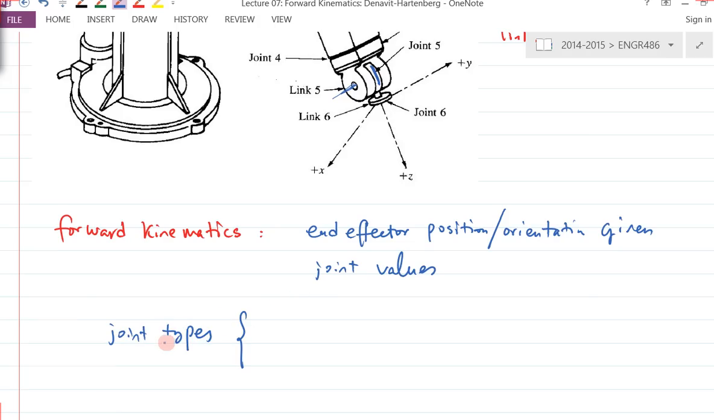As I said, there are only two different types of joints. I'm going to use q_i. q represents a generalized coordinate for the joint variable, and q_i could be theta_i or d_i. We use theta_i when this is a revolute joint, and d_i when this is a prismatic joint.